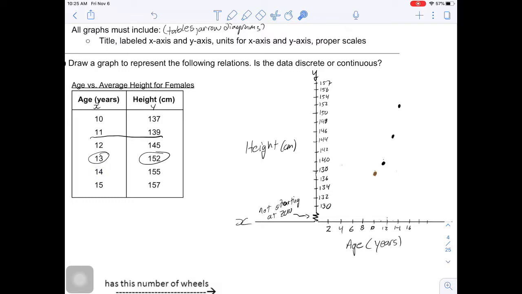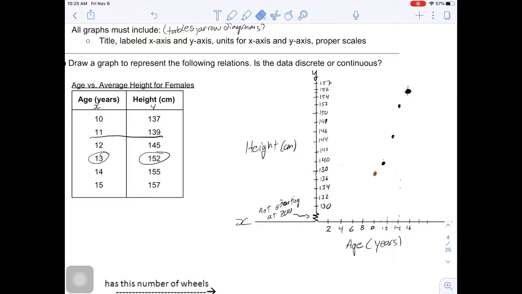And then here now age 14 is found right here, and we're going to be 155 centimeters. So at 14 years old, 155, which is right about there. So we will plot our point there. And now you can see that our growth isn't quite as drastic compared to our other ages, right? So from here to here and here to here, that's a pretty small growth comparatively.